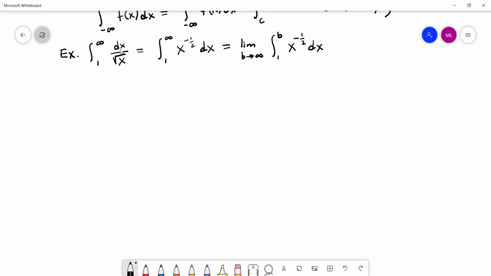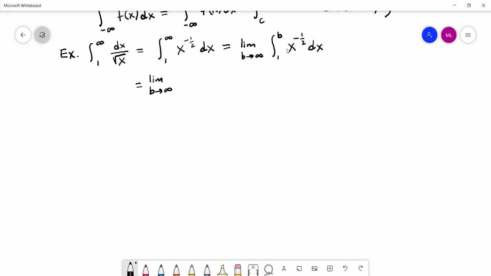Let's take that integral, and I will now take the limit as b goes to infinity. So carry this limit in each of these steps. Don't forget to write it down until you actually evaluate it. We need to carry that limit the whole way.